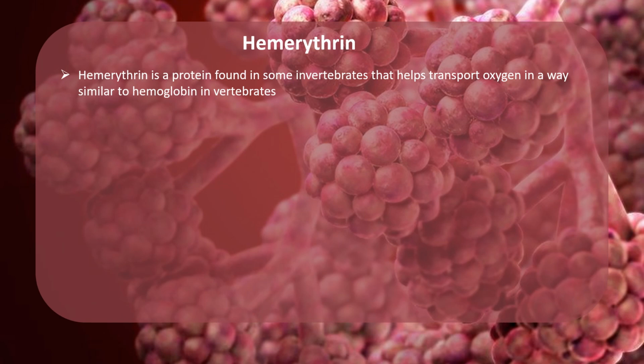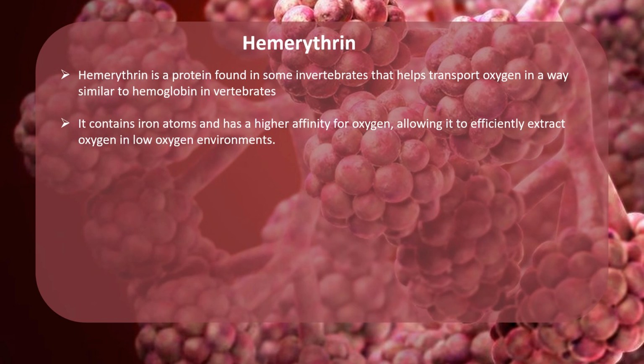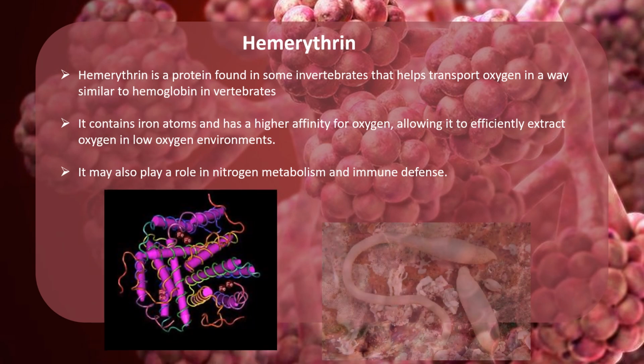Hemerythrin is a protein found in some invertebrates that helps transport oxygen. It contains iron atoms and has a higher affinity for oxygen, allowing it to efficiently extract oxygen in low oxygen concentration. It may also play a role in nitrogen metabolism and immune defense.